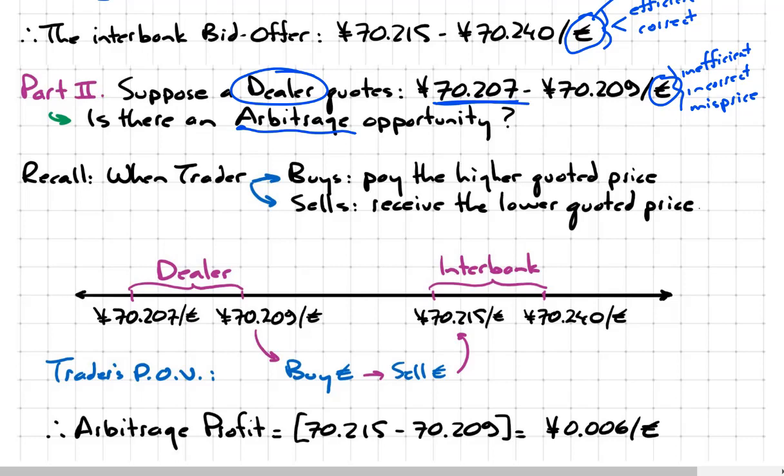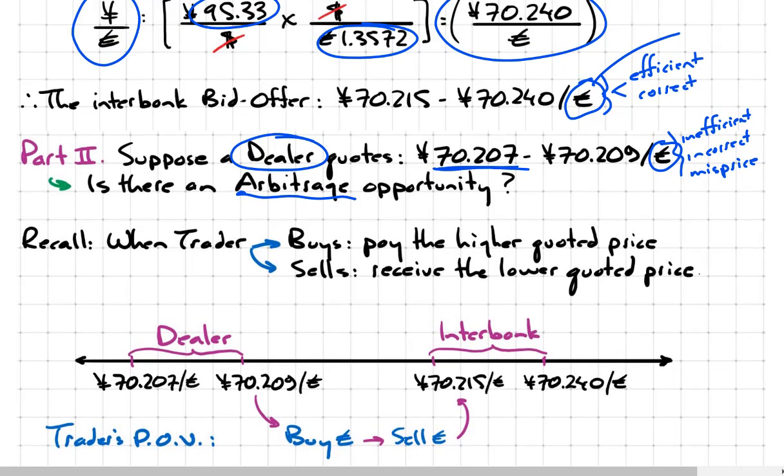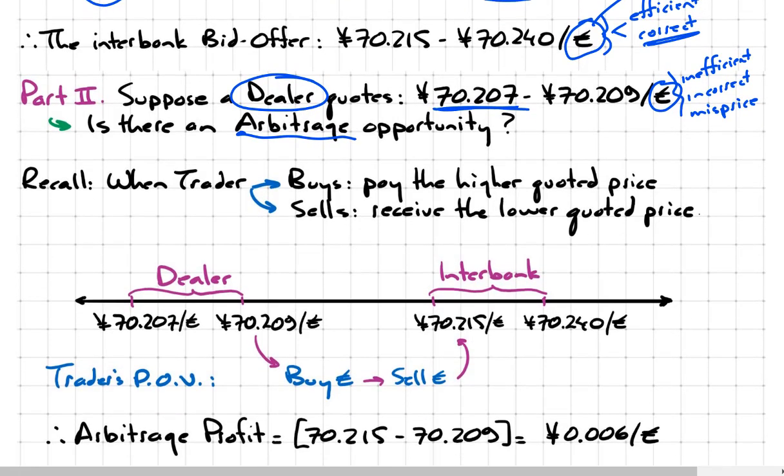So now we're ready. We have the big picture. This dealer is underestimating the value of the euro relative to what its true value is in the interbank market. So let's see what we got here. Recall when a trader buys. So why am I inserting this here? Because you're about to engage in arbitrage trading. So you're going to be buying and selling. You just have to remember, when you buy, you're going to pay the higher quoted price.